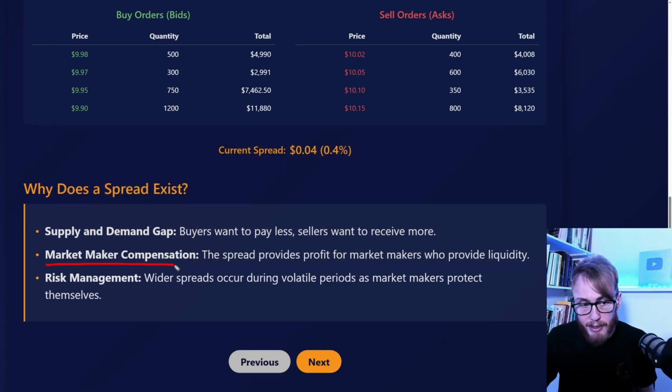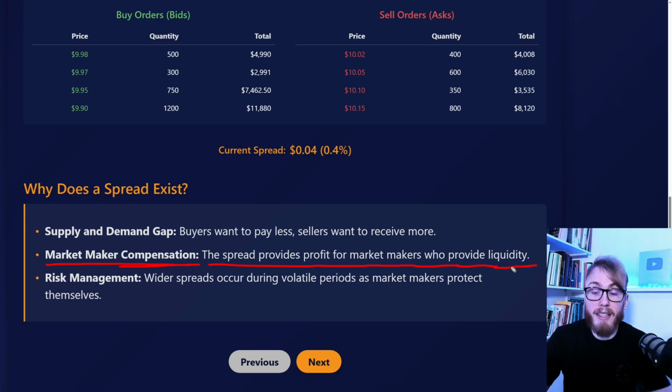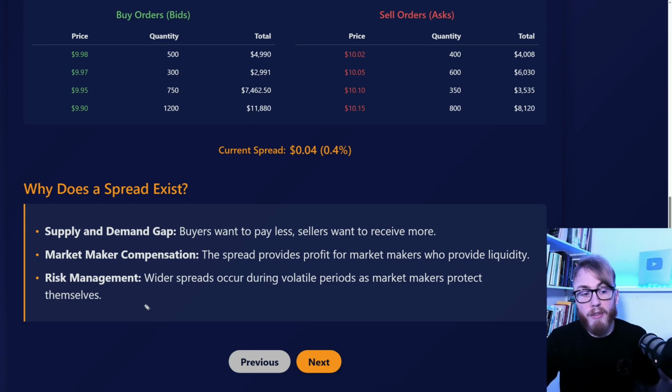Another thing that can create these gaps are something called market maker compensation. And that is basically that the spread provides profit for market makers who provide liquidity. This can be a bit complicated and a bit outside the scope of this video. But let me know down in the comments if you want to see a video on market makers.